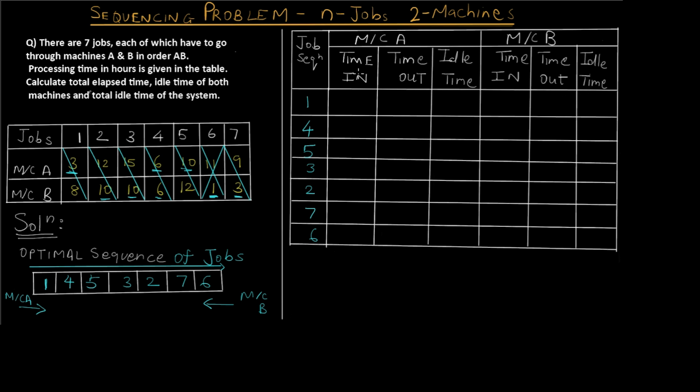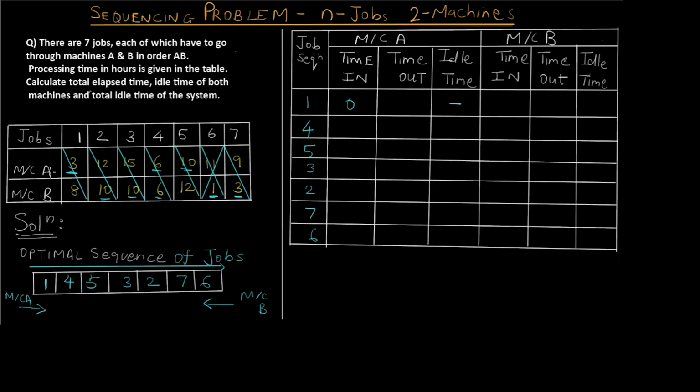So time in is when the job was started at machine A, time out is when the job finished from machine A, and idle time is when the machine had to wait for certain reasons. So for the first time, initially for job 1, we know that there is no idle time. So the machine is directly going to start for the first time. And for the first time, the time is going to be 0.